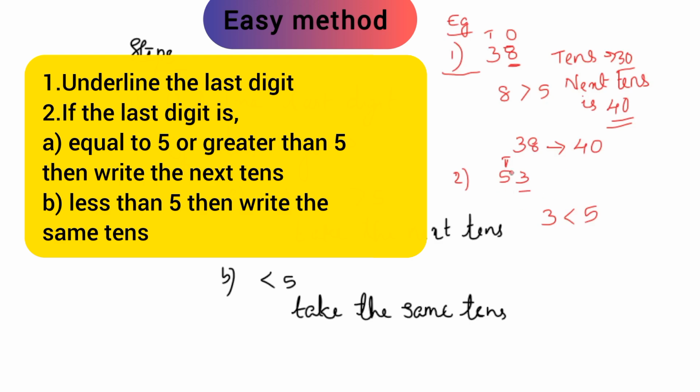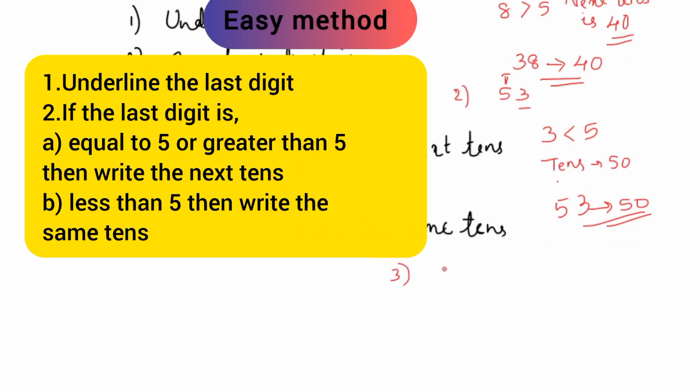So look at the given number. What is the tens here? Yes, here the tens is 5. That is 5 tens is 50. So to round 53 to the nearest tens, we should take the same tens because the last digit is less than 5. That is, 53 is rounded to the same tens, that is 50.